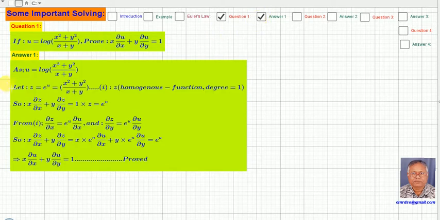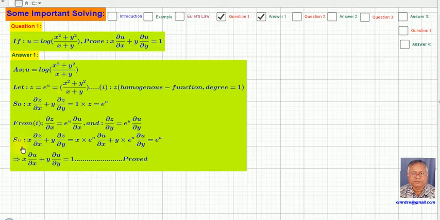आंसर कैसे किया हमने? u is equal to log of (x square plus y square) upon (x plus y). So let z is equal to e power u, then taking antilog of this, you will get e power u is equal to x square plus y square upon x plus y. Now it is very clear z is a homogeneous function of degree 1. 2 is the power of the numerator and the denominator has power 1. So finally its degree will become 1. So z is a homogeneous function of degree 1.